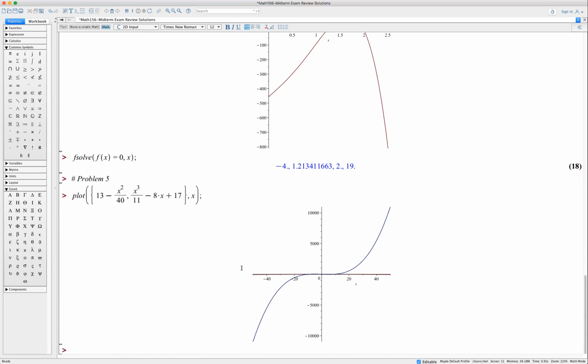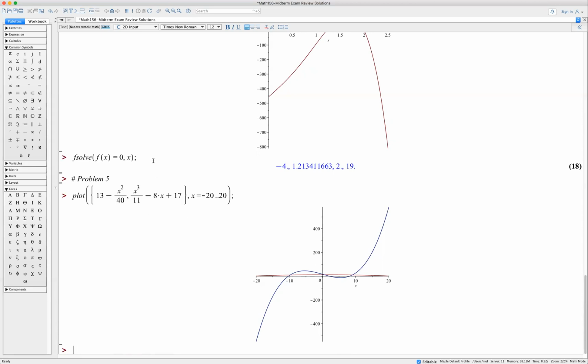What's going on here? It's hard to see. So let's maybe plot it for x going from -20 to 20. So 13 minus x squared over 40, that's a parabola that's opening down. That's this red parabola. And this x cubed, that's a cubic curve going up. And these intersect in 3 points, here, here, and here.